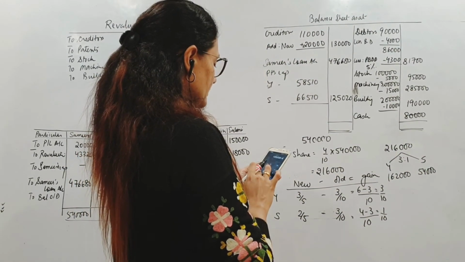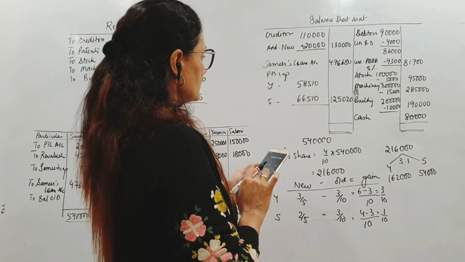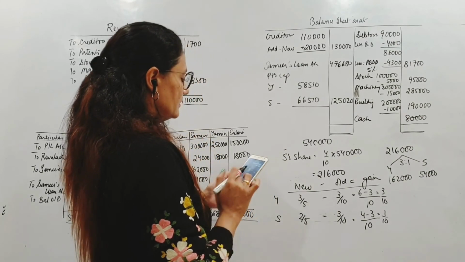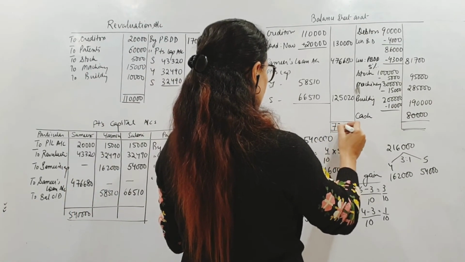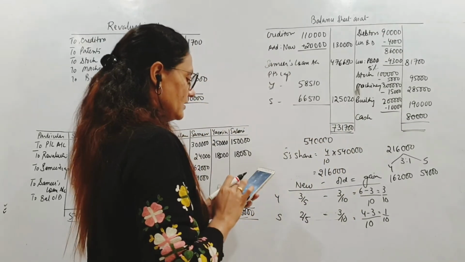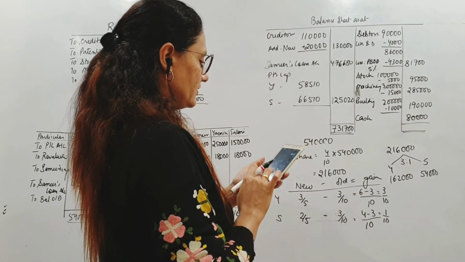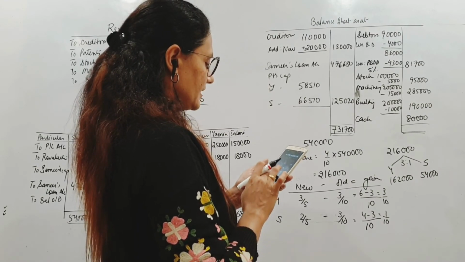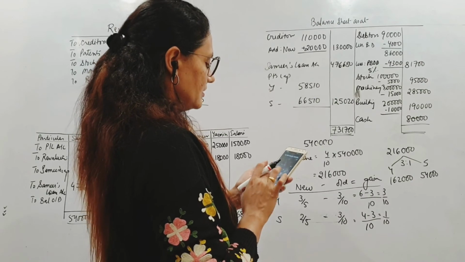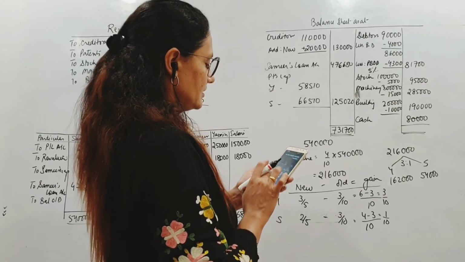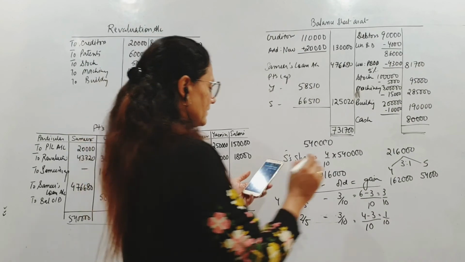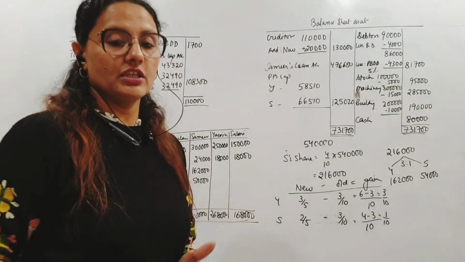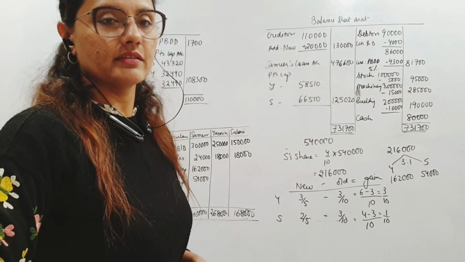Okay, so 4,76,680 here plus 80 plus 1,30,000, so 7,31,700 here. And we have 81,700 there plus 95,000 plus 2,85,000 plus 1,90,000 and 80,000. So 7,31,700 on both sides. Obviously your balance sheet should tally if you have done the sum correctly.